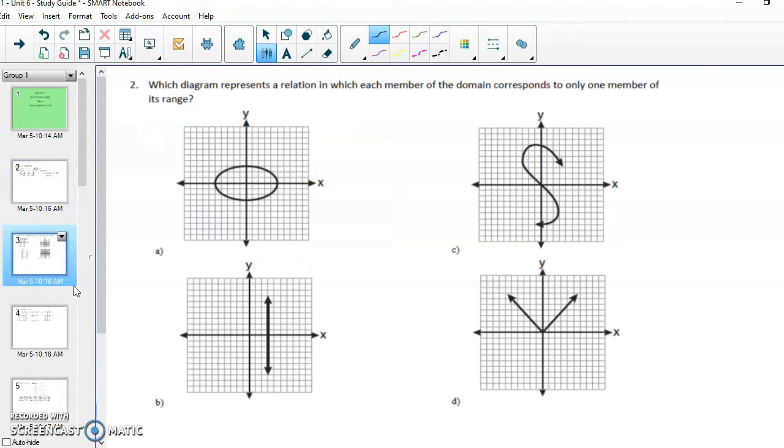When looking at a graph, what we're looking for in a function is that a function must pass the vertical line test. So let's read the question. Which diagram represents a relation in which each member of the domain corresponds to only one member of its range? That's the definition of a function. Our letters are below, but it's D. This is the only one that passes the vertical line test.